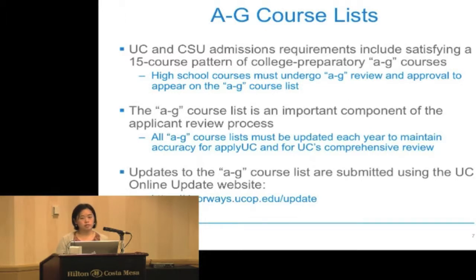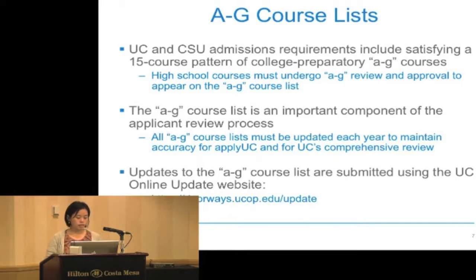Admissions evaluators also use these same A to G course lists to be able to get a sense of what the academic environment is for the applicants to UC. And this is really a crucial part of the UC comprehensive review process that we use to review applicants to the university. So these are the various reasons why A to G course lists have to be updated every year and why they need to maintain accuracy, because these lists really ought to be reflecting the actual courses that are being taught and being made available to students who are taking them in any given year.